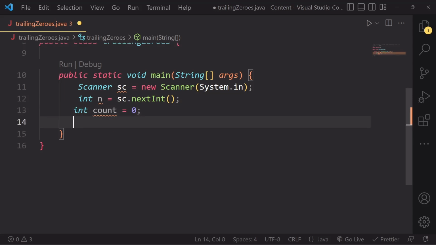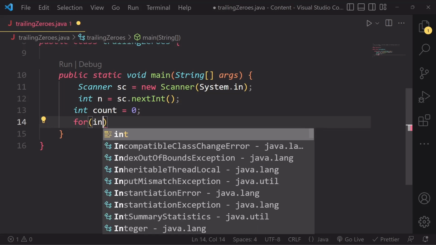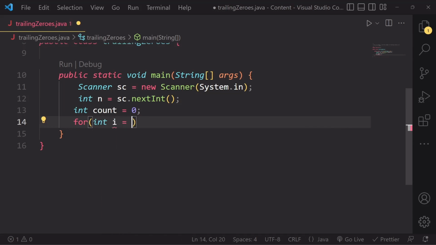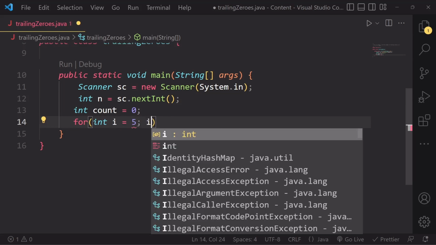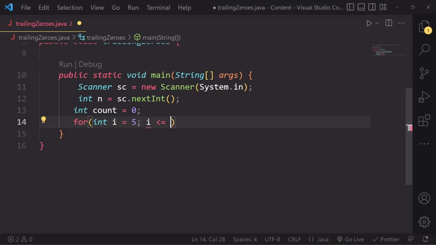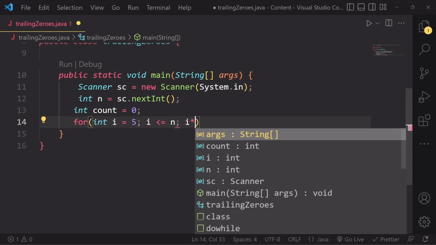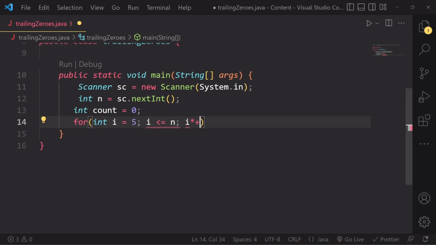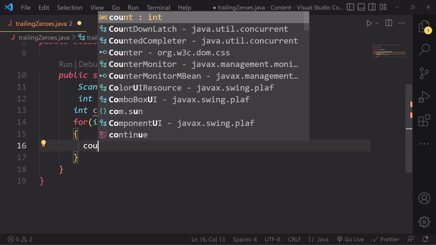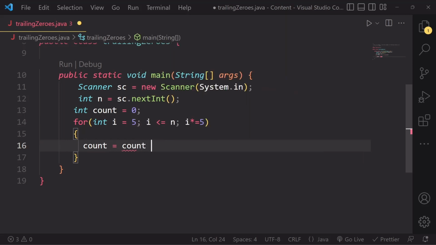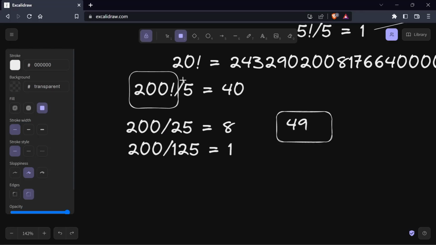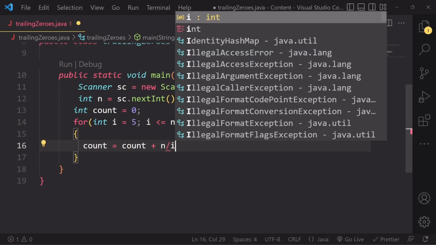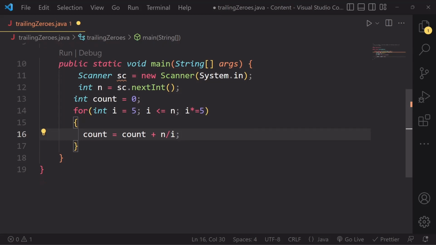Okay, we have no zeros at all. Now what we'll be doing is creating a loop: for int i is equal to 5, initializing it with 5, and then i less than or equal to n, and then we will be multiplying i by 5. Okay, and then count is equal to count plus n by i. We will be doing this loop until we get to n.